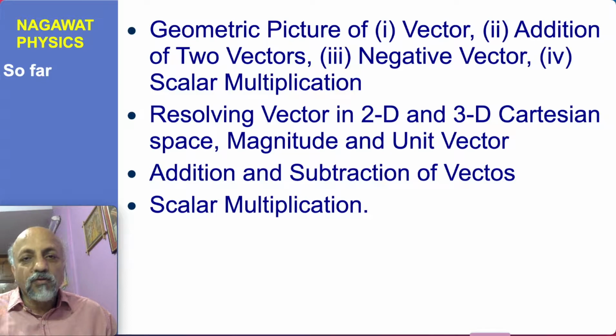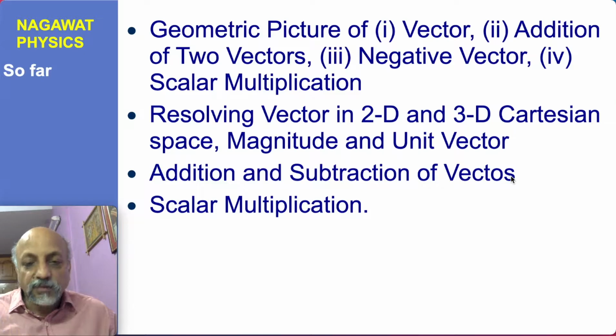In the earlier talk, we have discussed the vector algebra. We started with the geometric picture of vector, how addition of two vectors can be defined geometrically, the negative vector concept, and the scalar multiplication. Then we learned how to resolve vector in 2-dimensional and 3-dimensional Cartesian space. We introduced various terms like null vector, unit vector, magnitude or modulus or norm of a vector, and discussed addition and subtraction of vectors and the scalar multiplication.